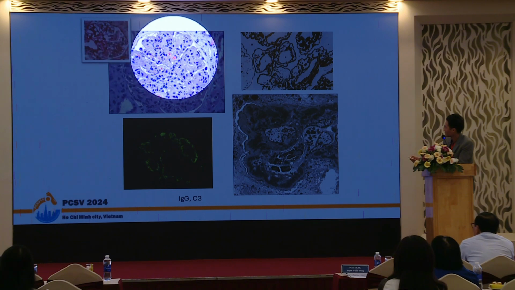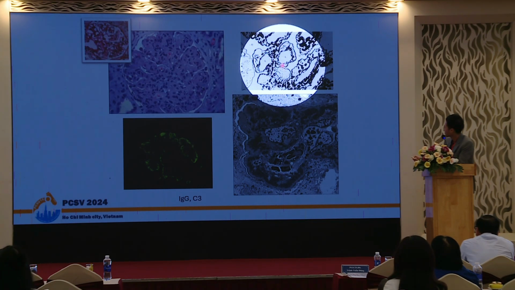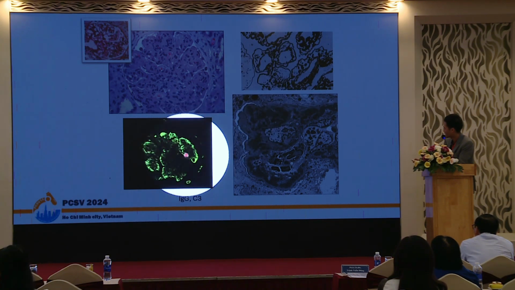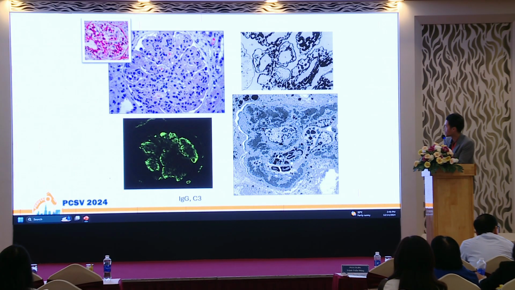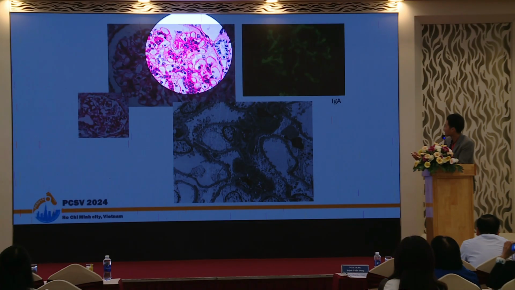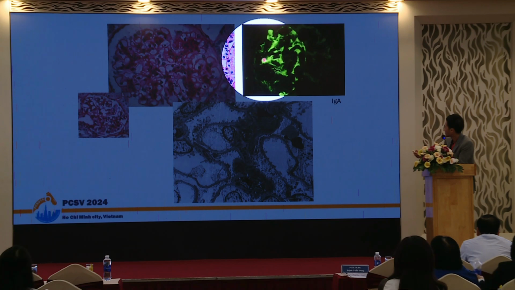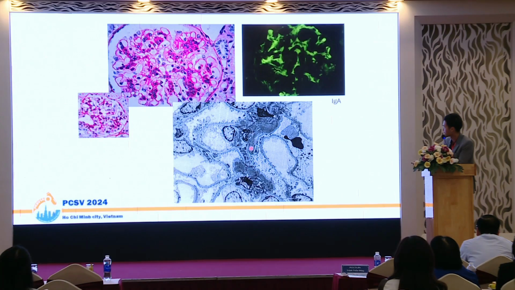Or in this case, the glomerulus shows a lobular configuration with increased cellularity, bubble or tram-track sign of the basement membrane, IgG and C3 positive in the capillary, and subepithelial deposit. We call it MPGN. In this case, mesangial cells show hypercellularity, IgA positive in the mesangial area, and electron density positive in the mesangial area. So certainly, probably it is IgA nephropathy.